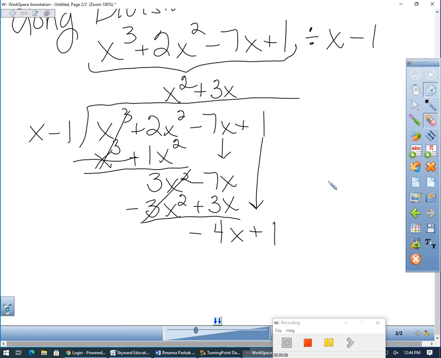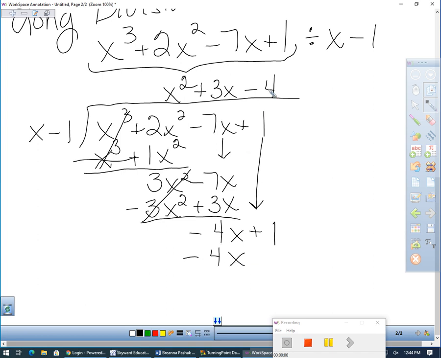All right, what times x is going to give us negative 4x? Negative 4. All right, negative 4 times x is negative 4x. Negative 4 times negative 1, positive 4. We're going to draw our line, change our signs. Our negative 4x and our positive 4x, they cancel. I have 1 minus 4 is negative 3. What is negative 3? The remainder.